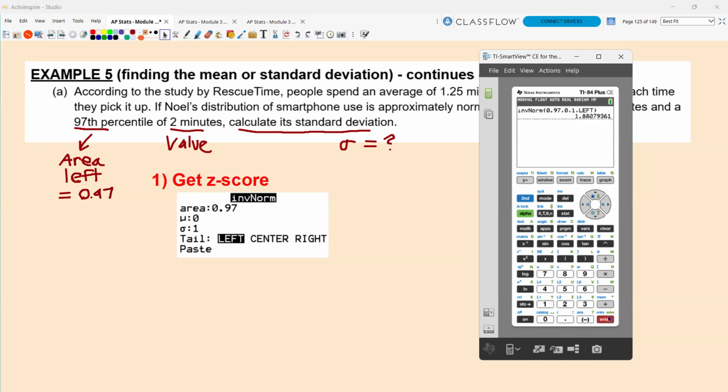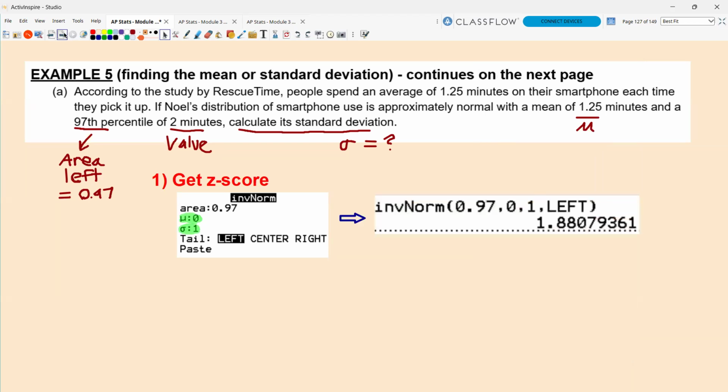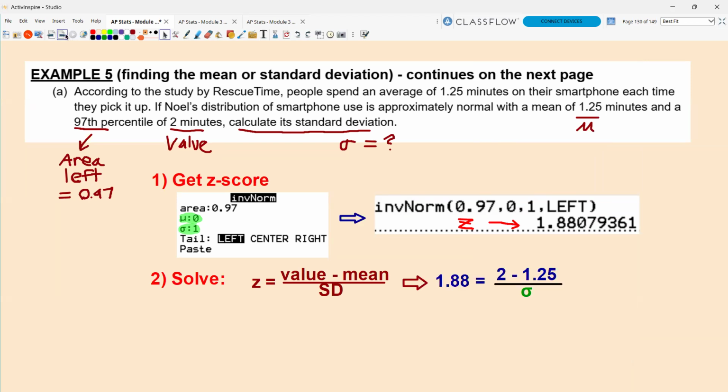So you're going to get a z-score of about 1.88 in this problem. Now what you're going to do with that number is set it up in the z-score formula. Remember, the z-score formula is value minus mean divided by standard deviation. We know the z-score, the value, and the mean. What we don't know is the standard deviation. So we'll plug in the three things we have and solve for the standard deviation.